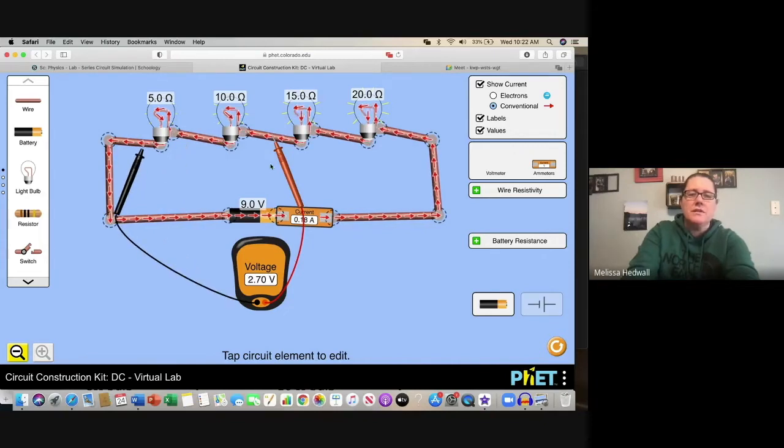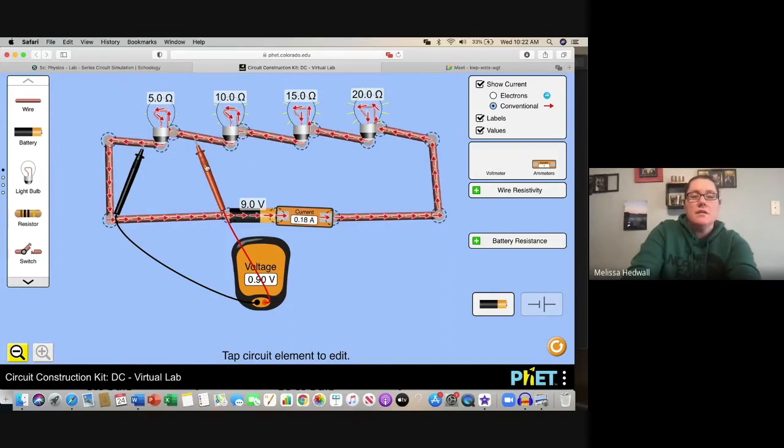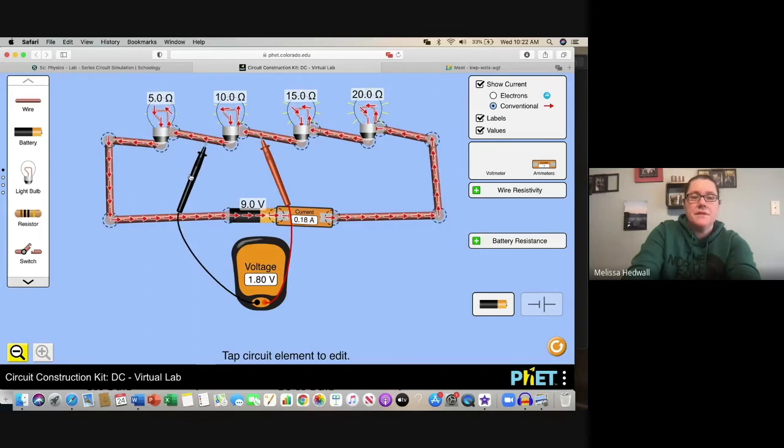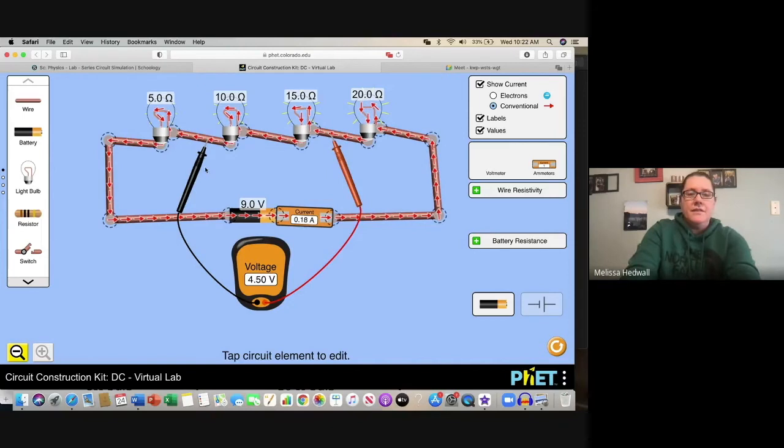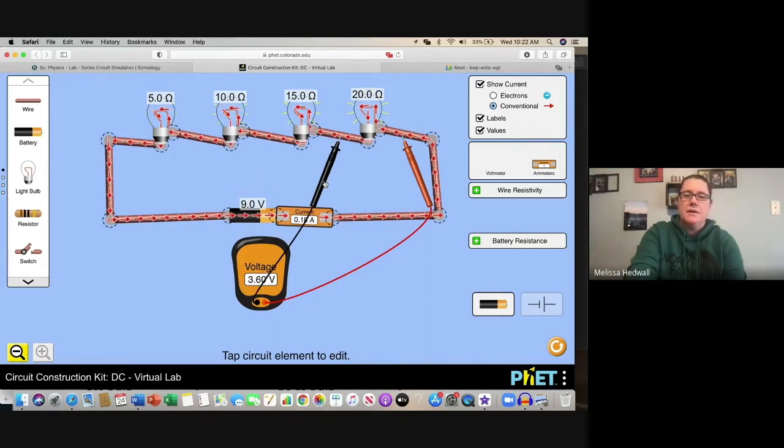And so if we look across here, our 5 ohm voltage is 0.9 volts. 10 ohm voltage is double that, 1.8 volts. 15 ohm voltage here is 2.7 volts. So remember, when you have more resistance, it's going to use up more of the voltage from the battery. And our 20 ohm voltage drop here is 3.6 volts. So they each have a different voltage. If you add them up, it would equal those 9 volts.